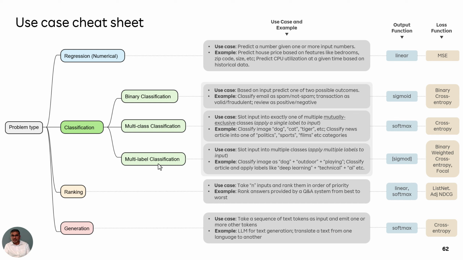For multi-label classification, for as many labels as there are in our output layer, we'll use sigmoid for each one of those. And we could use again a variety of different loss functions like binary weighted cross entropy loss function, focal loss function, and so on. For ranking, we saw that we could either use softmax or a linear output function with ListNet or approximate normalized discounted cumulative gain as our loss function.